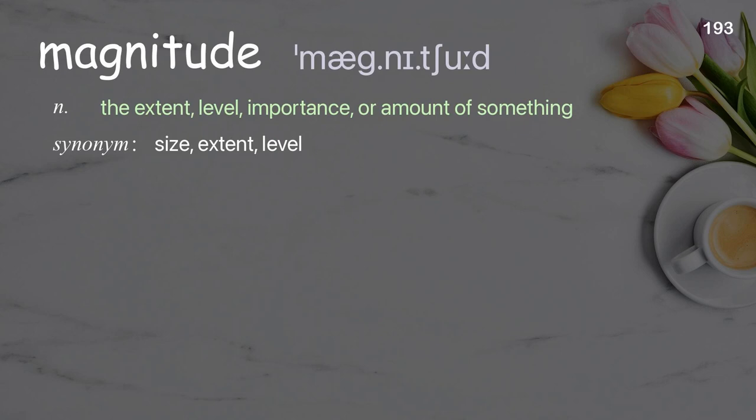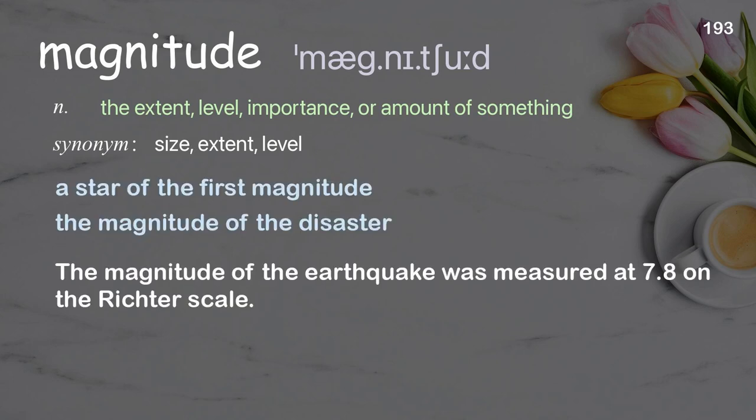Magnitude. The extent, level, importance, or amount of something. Examples: a star of the first magnitude. The magnitude of the disaster. The magnitude of the earthquake was measured at 7.8 on the Richter scale.